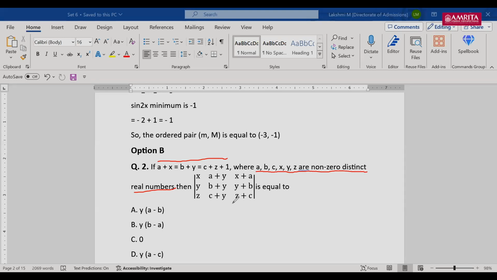They're asking me to find this determinant. It's X, A plus Y, X plus A; Y, B plus Y, Y plus B; Z, C plus Y, Z plus C. Now, just go and check the option. Y into A minus B, Y into B minus A. This is 0, Y into A minus C. Here I have a lot of terms, right? There is Z, there is X, there is Y, there is C also. So if you're trying to simplify, you have to keep in mind that it should be in terms of A, B, or C, or Y. You don't need that X and Z here. Think that and then start working.